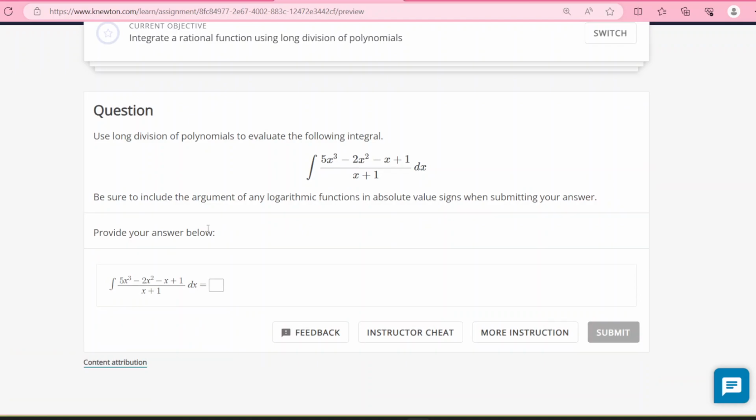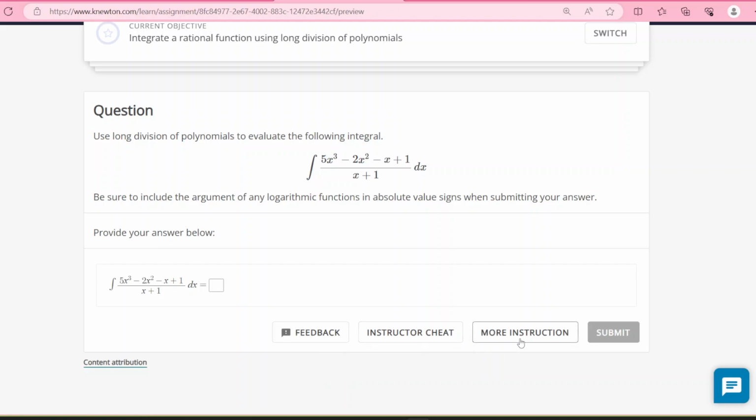And beneath the question, you should have a feedback button. So if you're noticing a typographical error or something wrong with the answer explanations when you get them, anything wrong at all, you can send feedback directly to Newton, and hopefully they'll get back to you and help you out. You will not have this instructor cheat button. This is for instructors only.